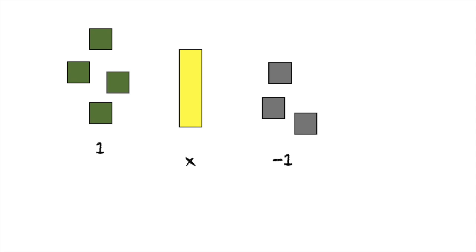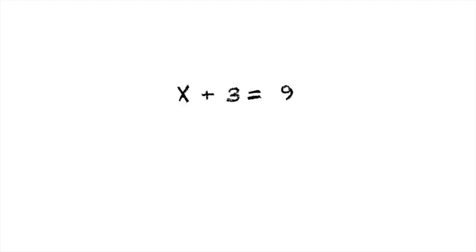Again, we have our materials, our units, our x's, then we have our negative tiles, and then we have our fraction of x's. So since this is our work in abstraction, let's try solving our equations without the use of our materials. Let's work on this problem. We have x plus 3 is equal to 9.